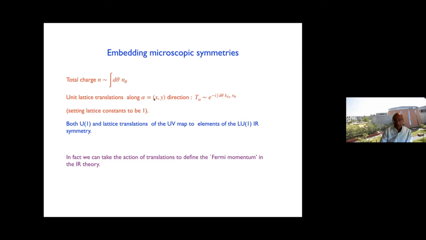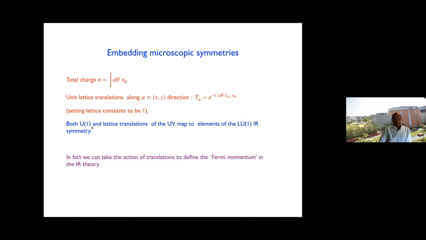So unit lattice translations along the alpha direction embed as this group element e to the minus i integral d theta k_F^alpha(theta). So what this does is to change the phase of the electron at each point of the Fermi surface by an amount that depends on k_F^alpha, right? Now that's exactly what we expect for unit translations if you think about a free Fermi gas and ask how translations act on the electrons that live near the Fermi surface. And here I'm setting all lattice constants to be equal to 1.